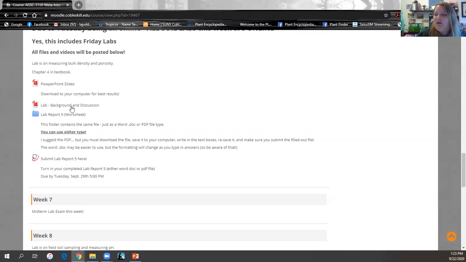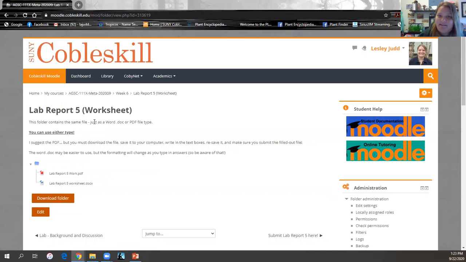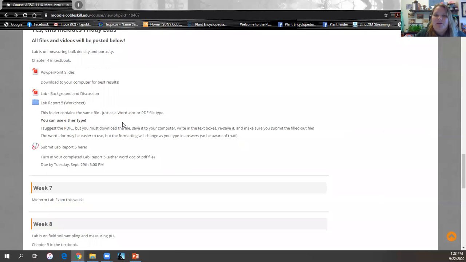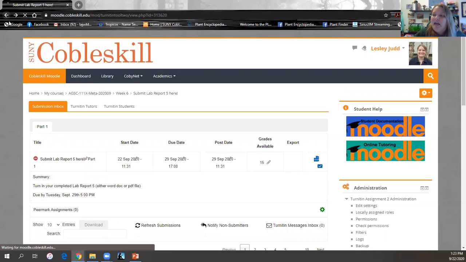So again, you'll also see this folder right here that is labeled Lab Report 5, and it contains two files that are exactly the same. It's just whether or not you prefer to type into a Word document or download the PDF, which I created as a form so that there's spaces for you to type in and it doesn't mess up the format of the document. So either one works. It really is up to you, but you need to download it, type in your answers, save it, and then you can submit your lab here when it's complete.